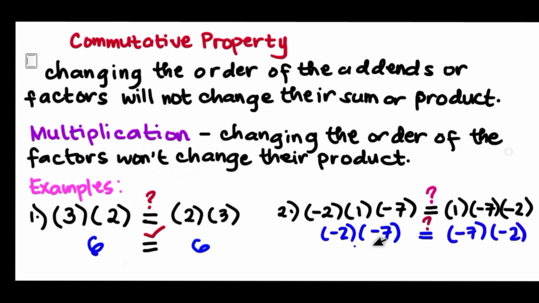And then, dito tayo sa may left side. Negative 2 times negative 7, parehas ng sign, so magiging positive. So, this is 14. Sa kabila naman, negative 7 times negative 2, parehas sila ng sign. So, positive yan. Magiging positive 14. So, parehas ba sila? 14 at saka 14? Opo, equal po sila.